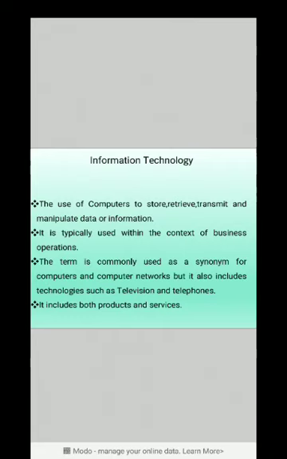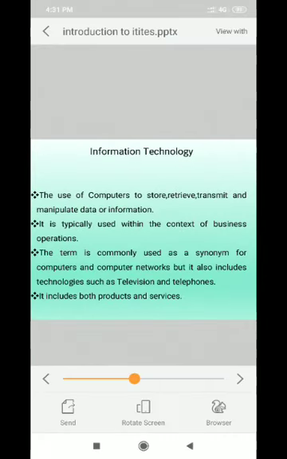Also, information technology is used as a synonym for computers and computer networks, but it also includes technologies such as television and telephones. Information technology includes both products and services. Products like hardware, like our printers, our monitors, our personal computers, laptops, our telephones, our mobile phones, and services like e-commerce. E-commerce, you will come to know in the coming videos. What is e-commerce? That we are going to explain in detail.